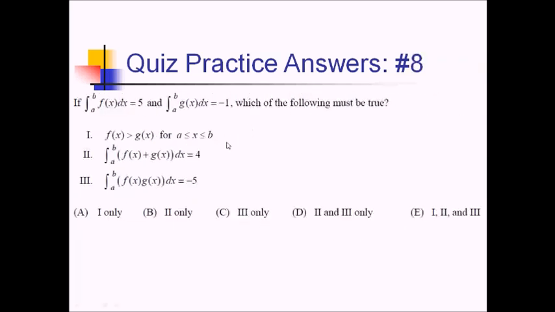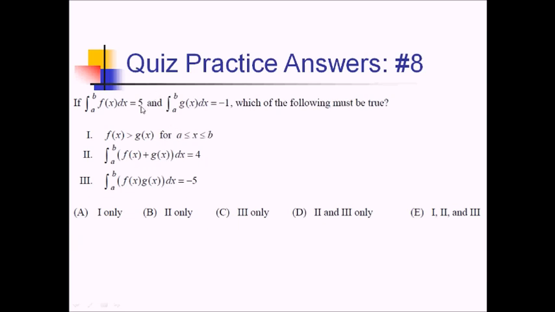For this problem, we're given that the integral from a to b is 5 for the f function, and the integral on the same interval for the g function is -1. What's true based off of that? So option 1, f is greater than g for all x's between a and b.